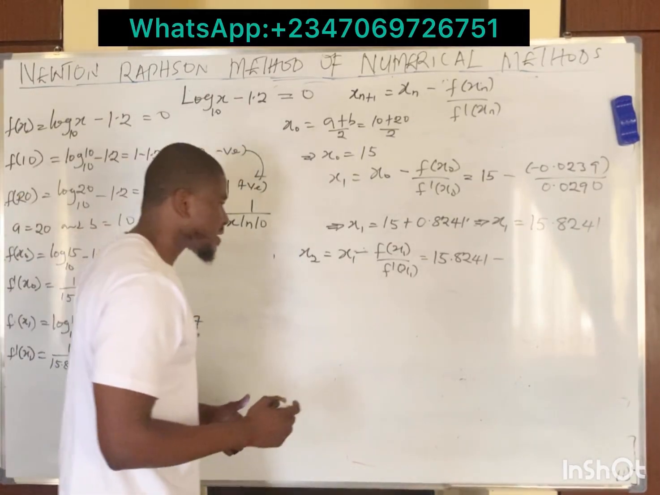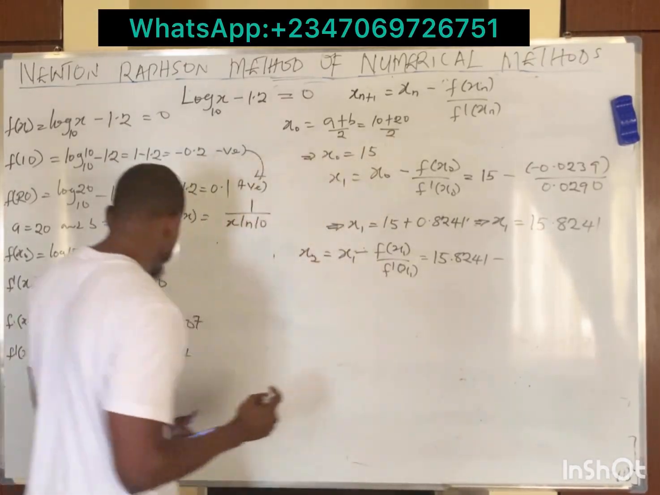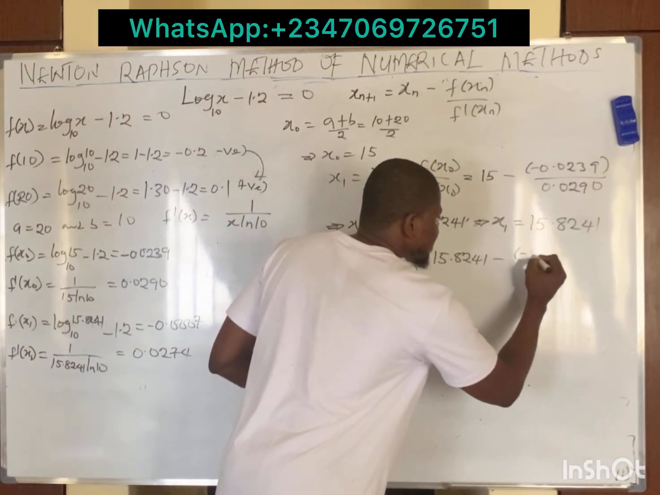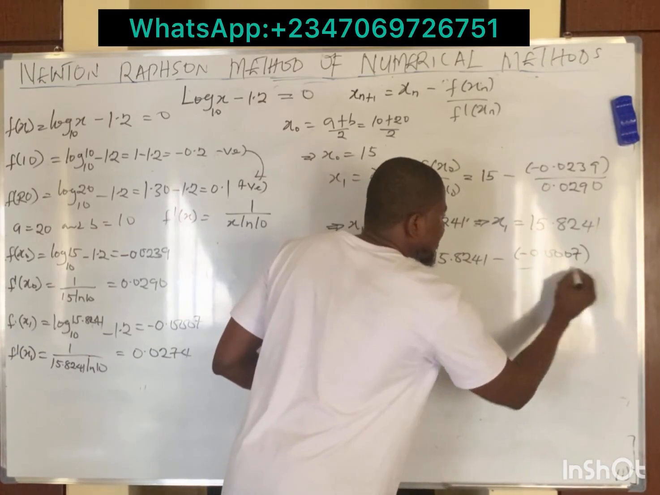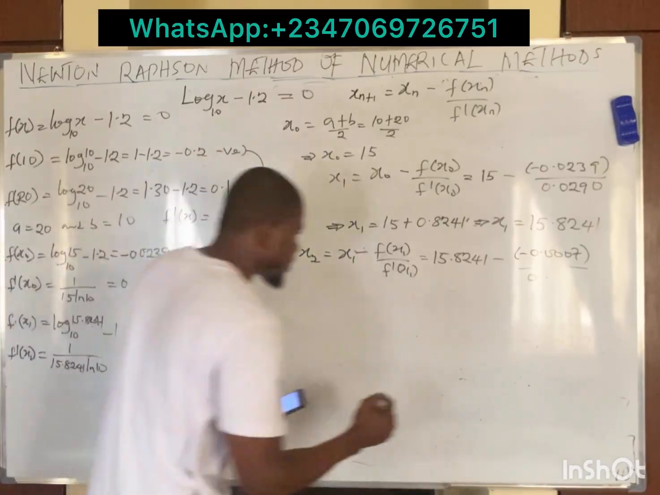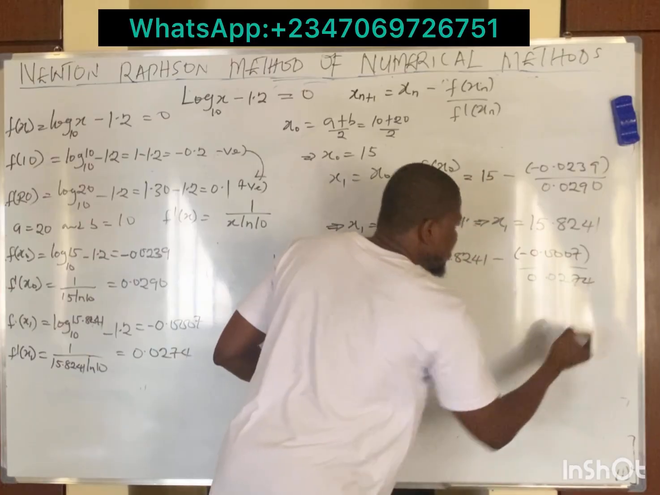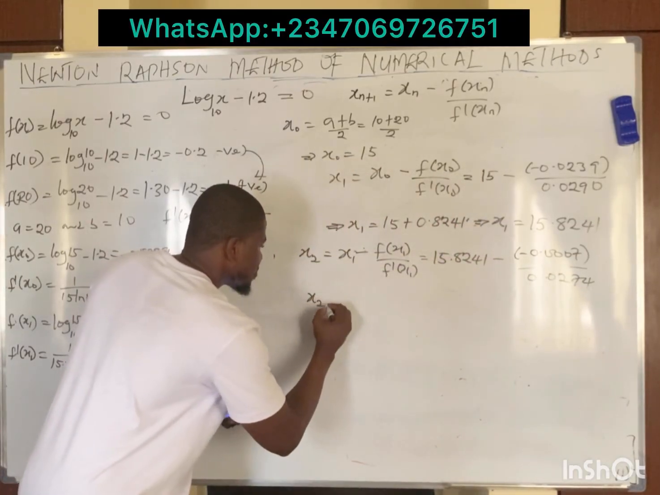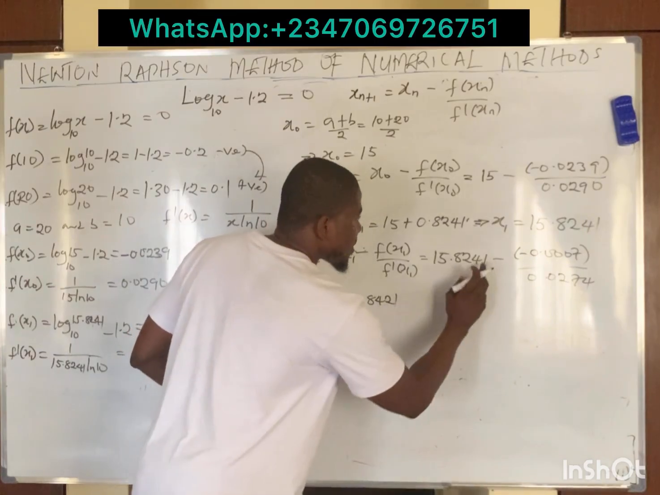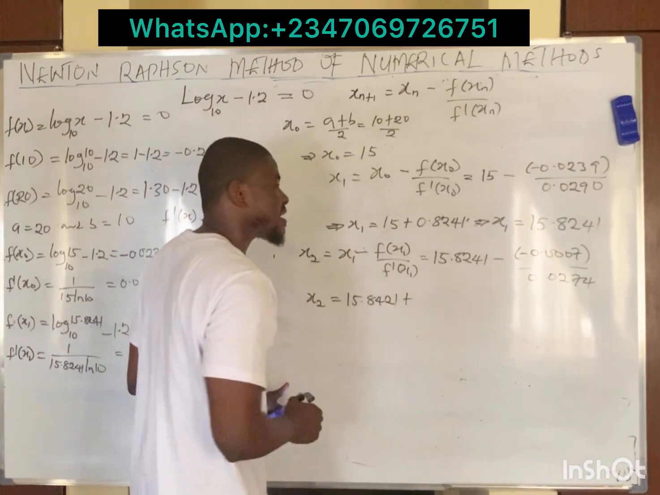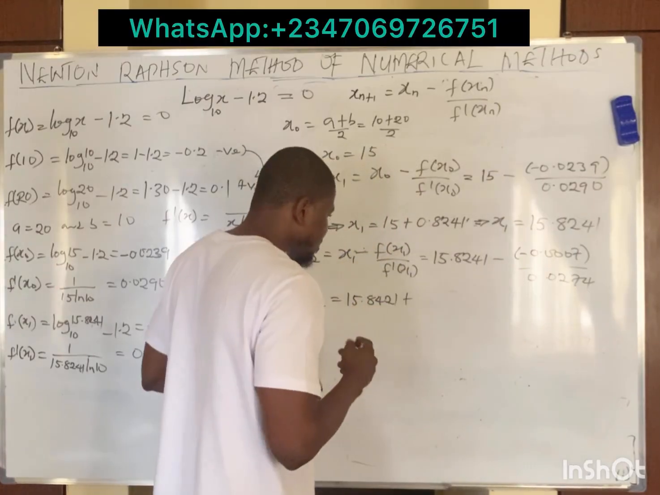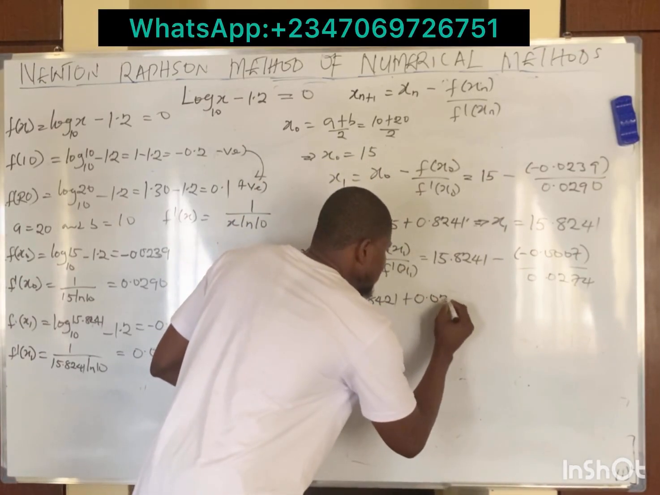Okay, so we fall back here now. For the ratio we have negative 0.0007 divided by 0.0274, so minus negative 0.0007 divided by 0.0274. So this means that x2 is going to be equal to 15.8241, and now minus times minus becomes plus. So let us find 0.0007 divided by 0.0274. That gives us approximately 0.0255.